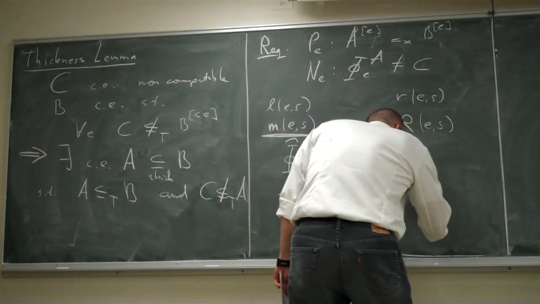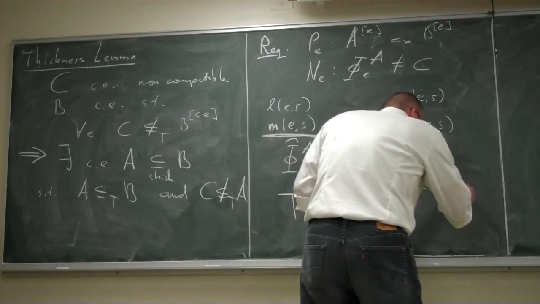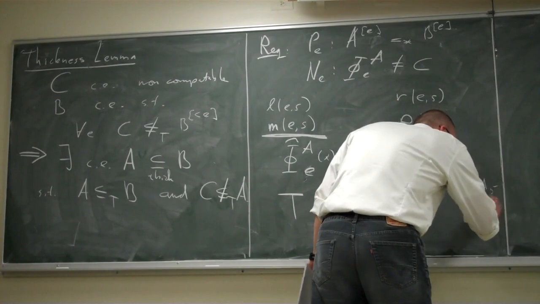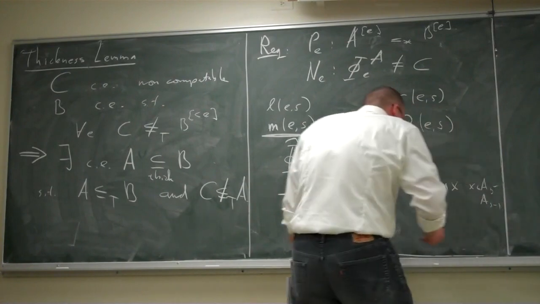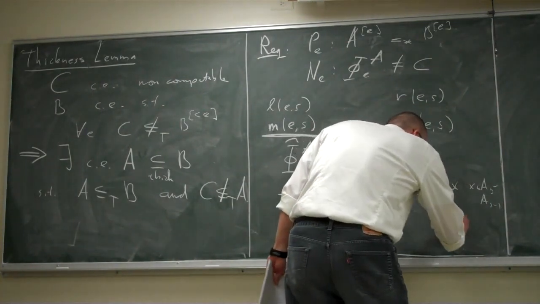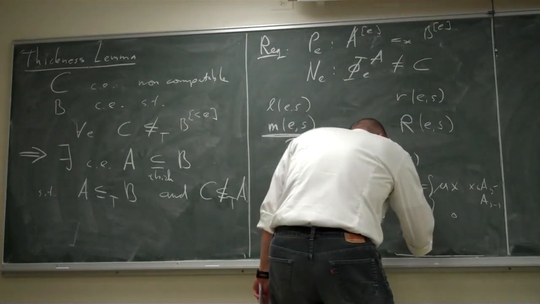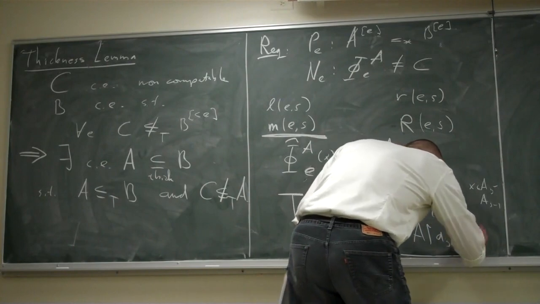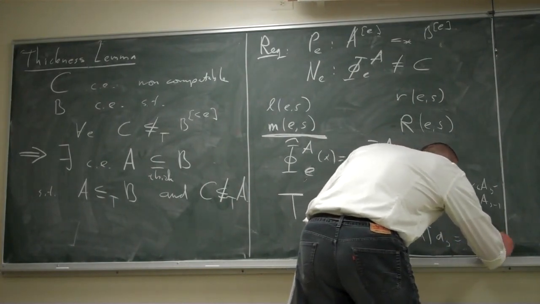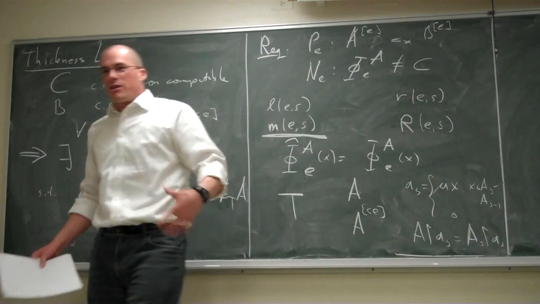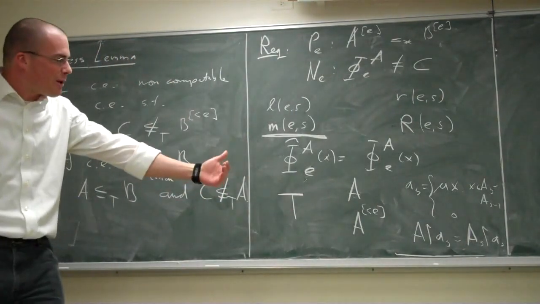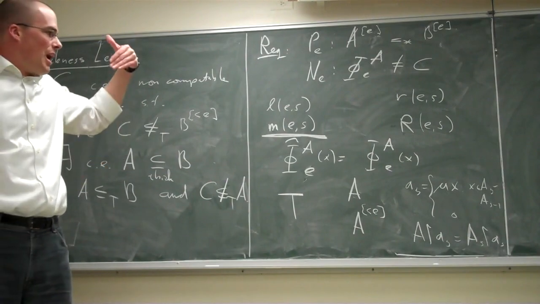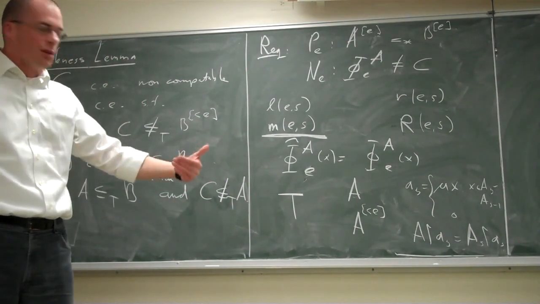a_s is the least x such that x is in a_s minus a_{s-1}, 0 if it doesn't exist, and the true stage is one where A up to a_s is equal to A_s up to a_s. Right? After this stage s, nothing will appear in A that is less than a_s. Right? And so there's two things obviously true about this.